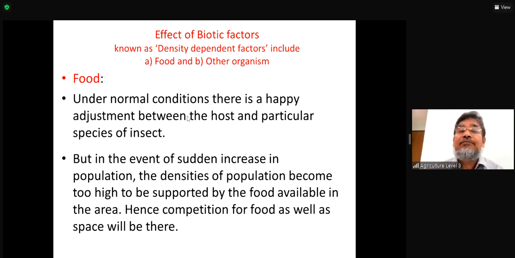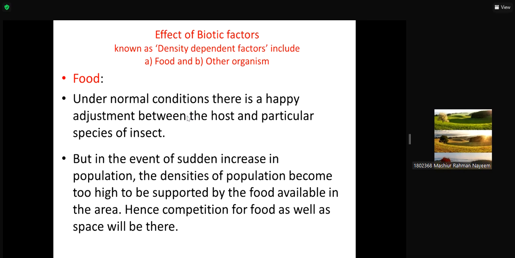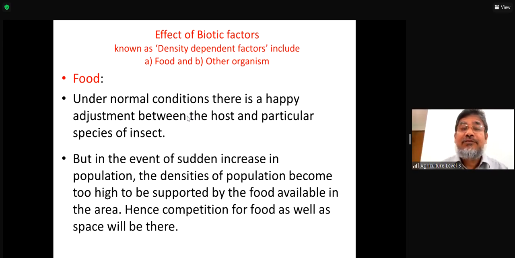Now come to the next factor. This factor is not a non-living factor. I would like to talk about the living factors. In the environment, I told you there are living factors and non-living factors. Among the living factors, one of the important ones is food.